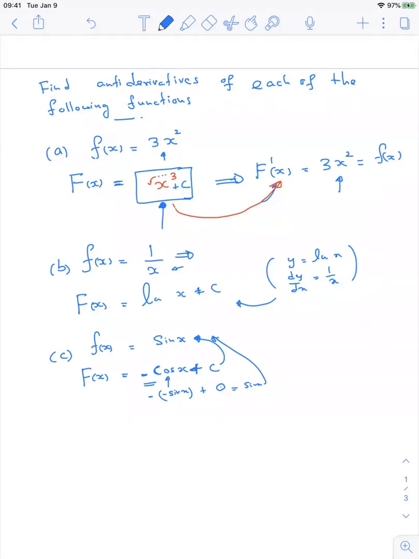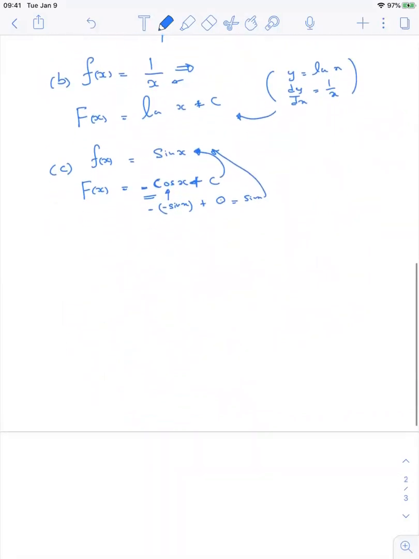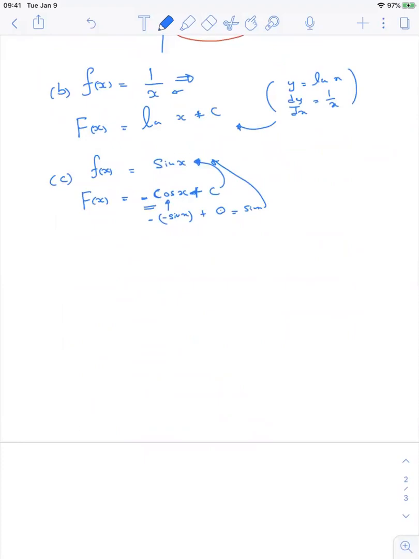So I can continue in this way for a number of examples by reversing the differentiation formulas that we have used. Now let's see how we are moving into integration by looking at these antiderivatives. Integration is basically just applying a formal notation for what we have done up to now with antiderivatives.